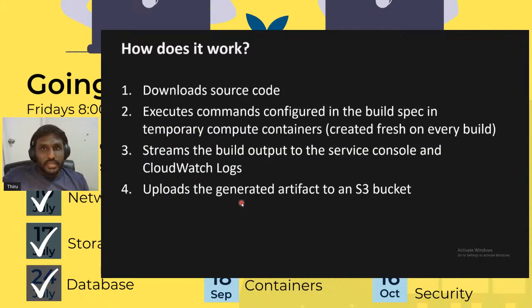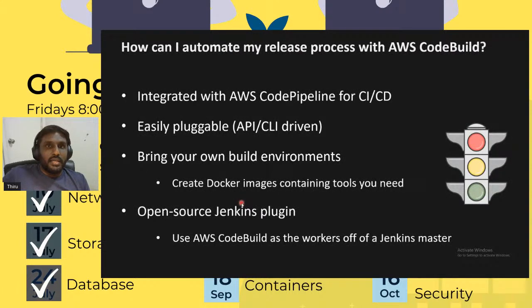It downloads the code, it runs the build commands, it outputs logs to CloudWatch, and finally it stores the artifact in S3. To orchestrate CodeBuild, we can use CodePipeline. We can also use other orchestration tools, Jenkins or something like that. We can use AWS built-in build environments, or you can bring your own builders. And obviously, as with everything else in the AWS ecosystem, everything is API or command line driven.